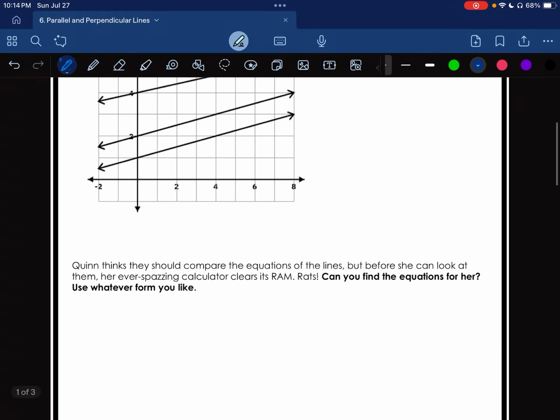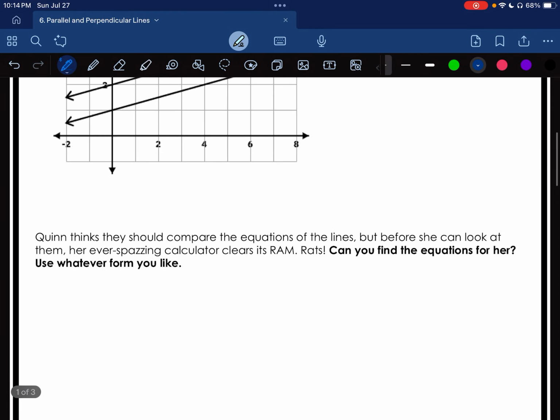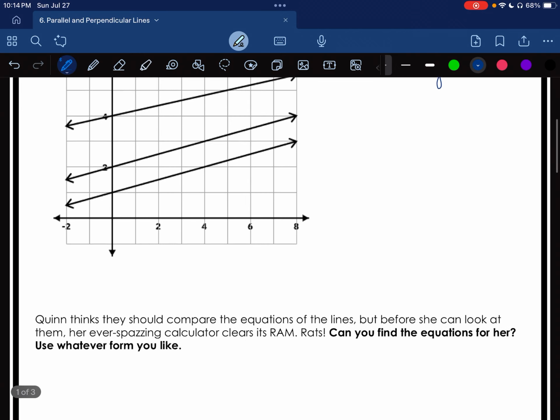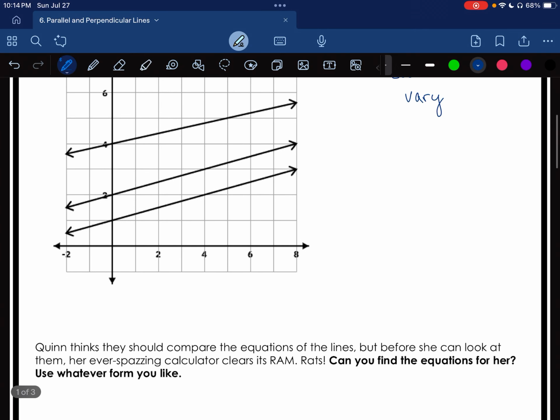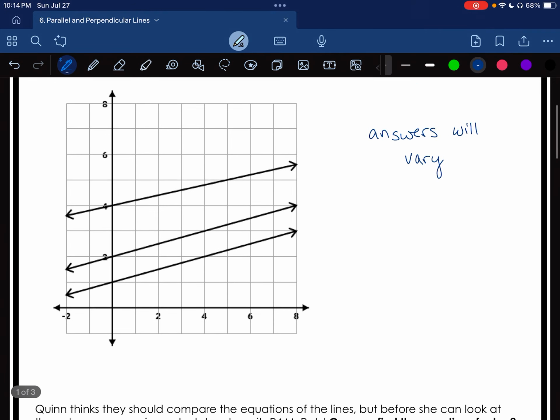So to settle this debate, Quinn thinks that they should compare the equations of the lines. But before she can look at them, her ever-spazzing calculator clears its RAM. Rats, so she doesn't have the equations anymore. That's okay, because we can find the equations. We just finished this chapter, and we can use whatever form we like. So we could use slope-intercept or point-slope to write the equations here.